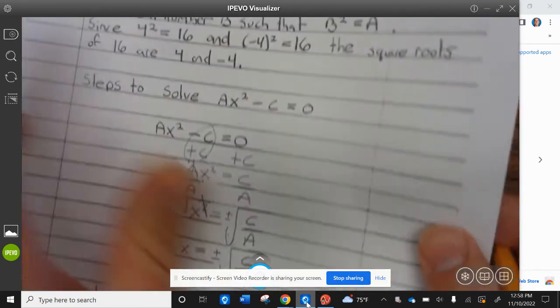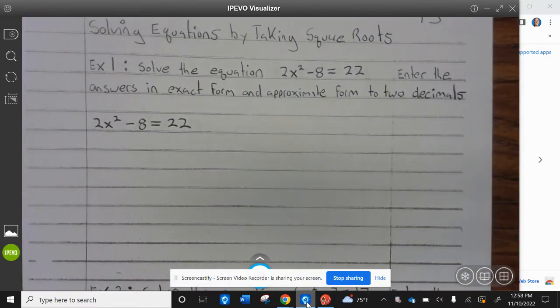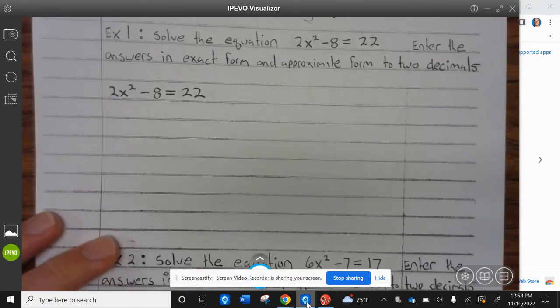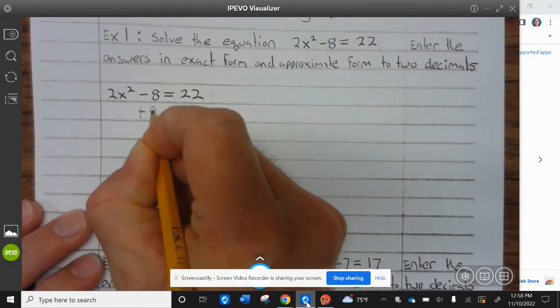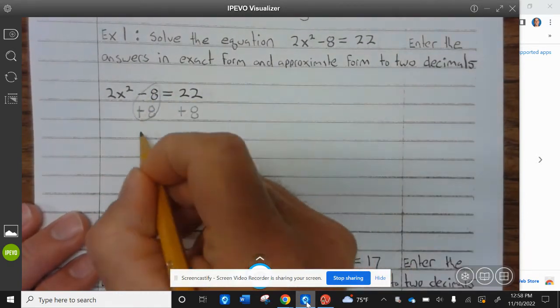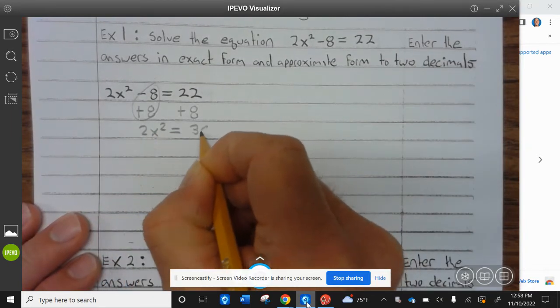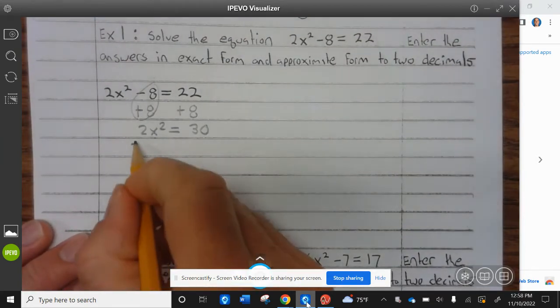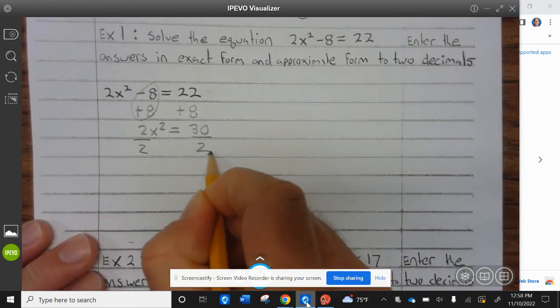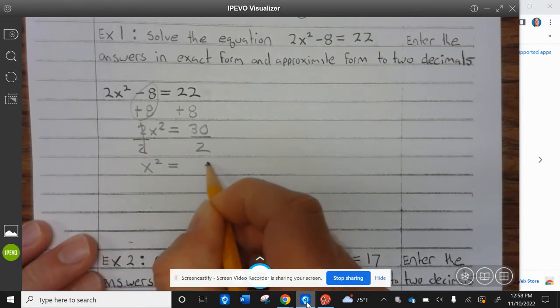Okay, let's look at the first example. Example 1. Solve the equation 2x squared minus 8 equals 22. Enter the answer in exact form and approximate form to 2 decimal places. Okay, so we're going to add 8 to both sides. So it becomes 0. You get 2x squared equals 30. Divide both sides by 2. 2 divided by 2 is 1. You get x squared equals 15.